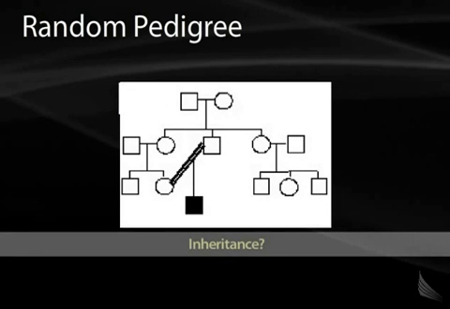We have a random person with the disease here, so this is one of those questions where the heck does this disease come from? Nobody else is sick. What you have to look for, and the dead giveaway here, is that consanguineous relationship, that double horizontal line. When you see that, you should always think autosomal recessive.